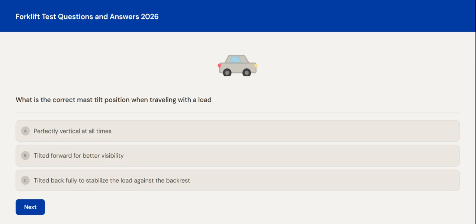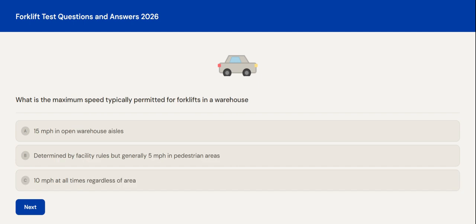Next question. What is the correct mast tilt position when traveling with a load? Tilted back fully, to stabilize the load against the backrest. Tilting back brings the load's weight closer to the forklift's center of gravity. It is the single most important mast position habit a driver can develop.